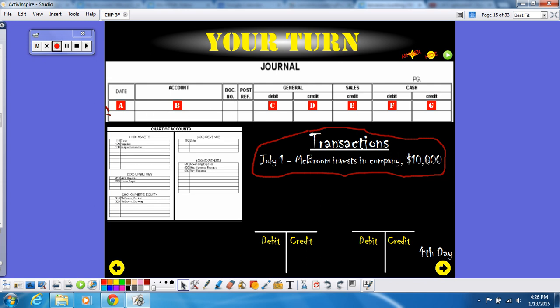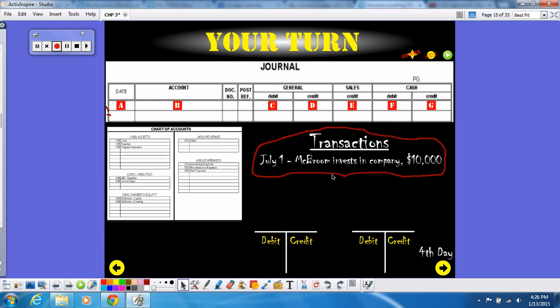Then you take your 10,000. McBroom Capital is down here at the bottom under one T account, and cash is under the other T account. You need to figure out where your amount goes in each T account, and then put it on the journal. Under cash, if you're getting $10,000, the normal balance side of cash is debit, which means it goes in the cash debit column of the amount columns.